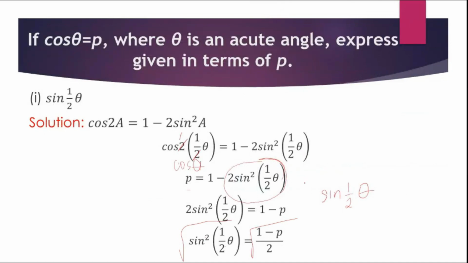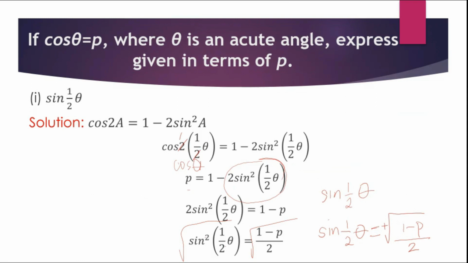So, ano yung final answer natin for this one? Okay, ano ang ating final answer? Okay, so sine 1/2 theta is equal to the square root of 1 minus p all over 2. Yan po ang ating final answer. So, positive value lang po yan. Positive value lamang po ang kukunin natin for the square root of 1 minus p all over 2 since theta is an acute angle.